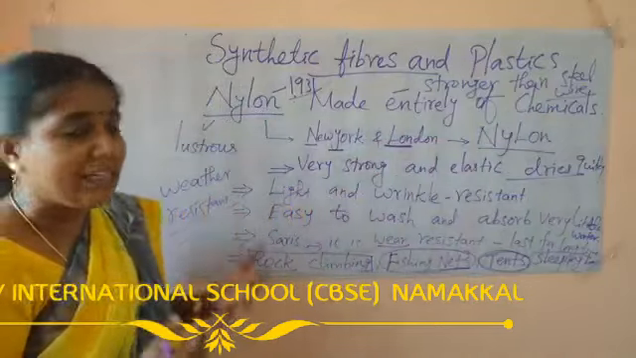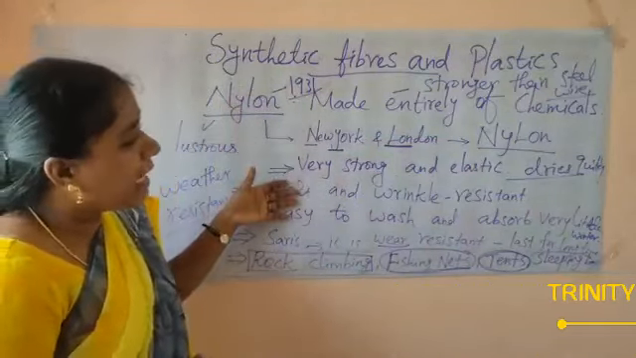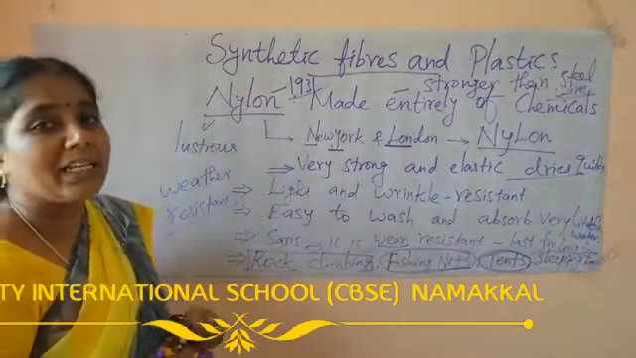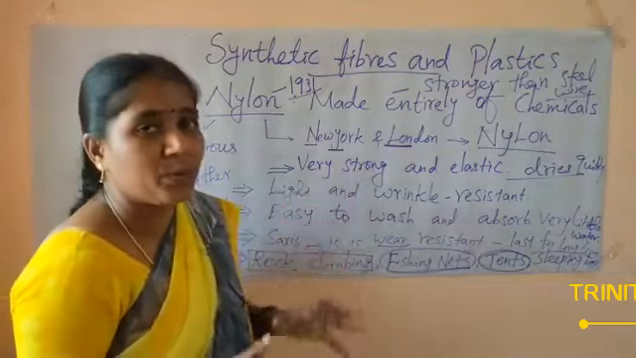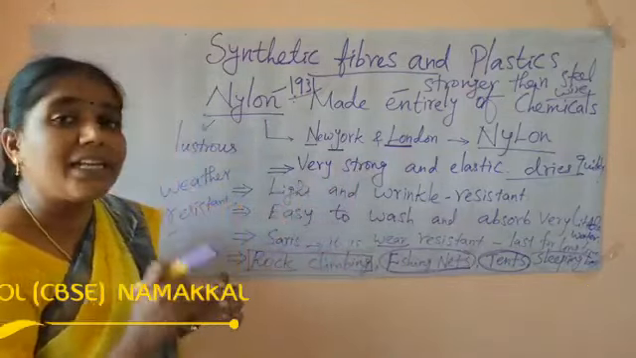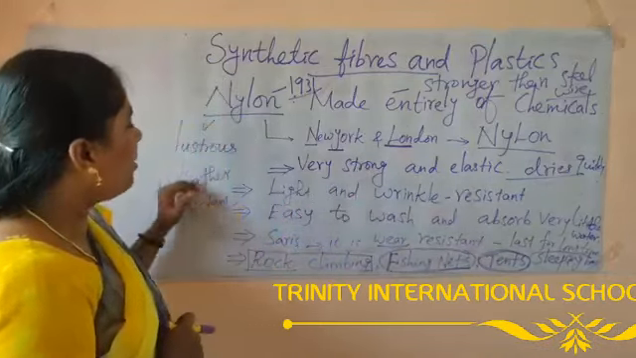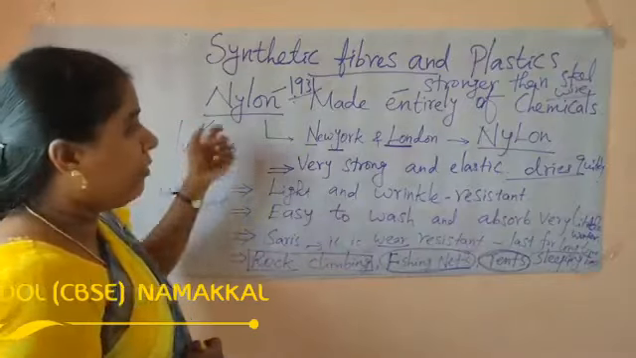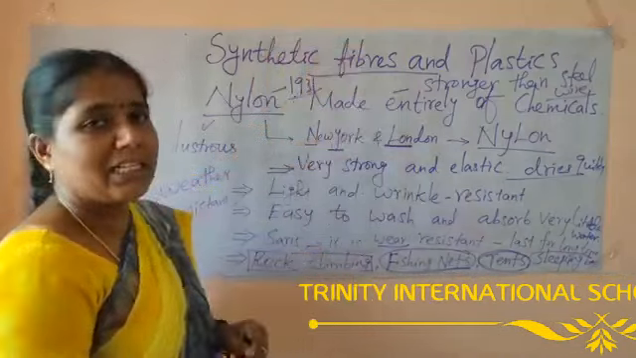So what are the properties of nylon? We know that it is very strong, elastic and light, lustrous. Also it is easy to wash and it absorbs very little water, dries quickly. These are the properties of nylon, and nylon is stronger than steel wire. If we compare one nylon wire, that nylon wire is stronger than steel wire.